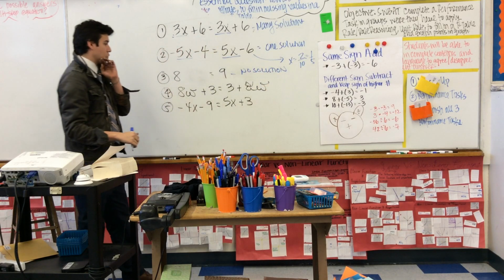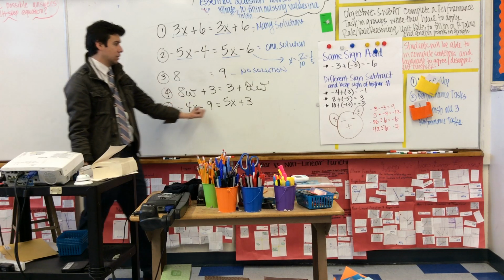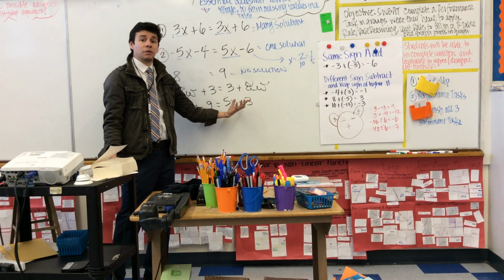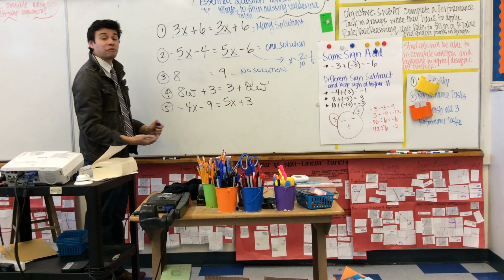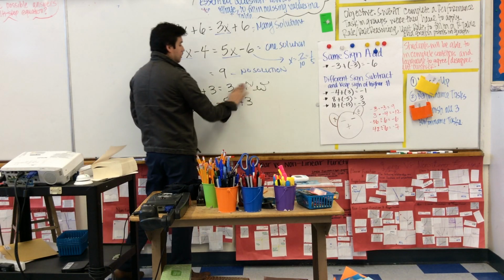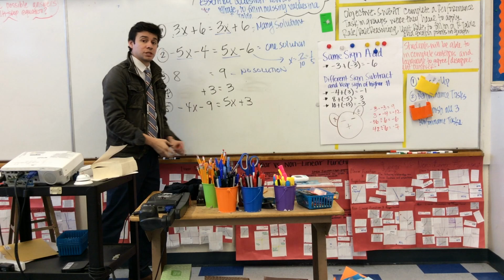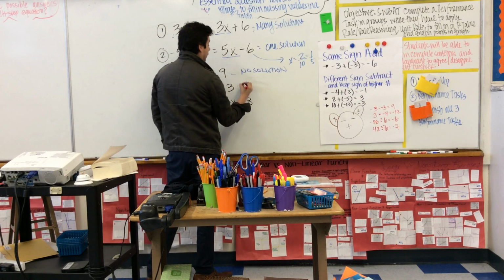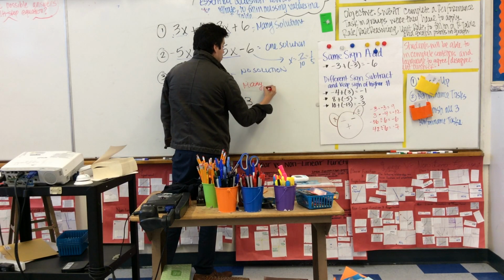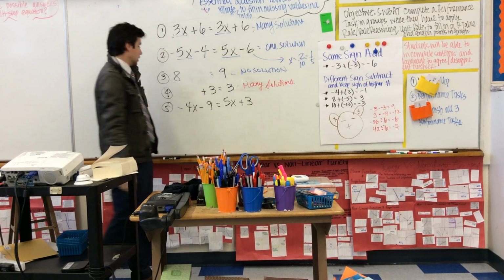Okay, let's go look at this one. Ask yourself, do you have twins? Well, I have 8w. I have 8w. They're both positive. Yes, I have twins. Eventually, the twins will cancel out. Cancel. Cancel. And I'm going to be left with 3 equals 3. So this one is a true statement. This one will have many solutions. Let's look at the next one.